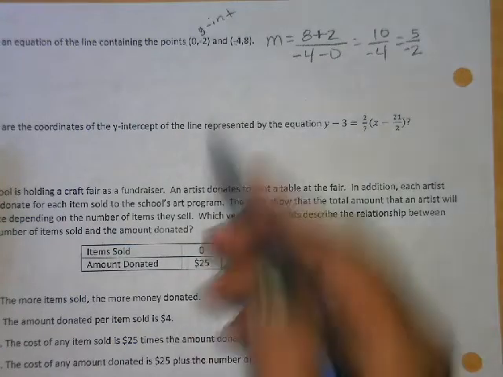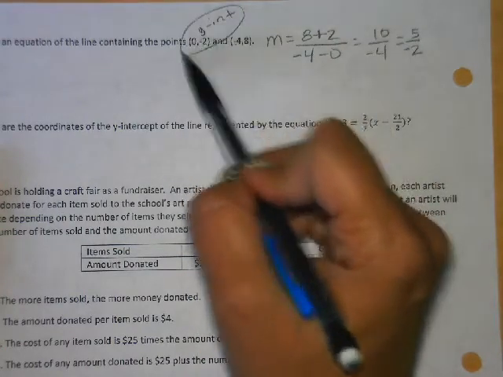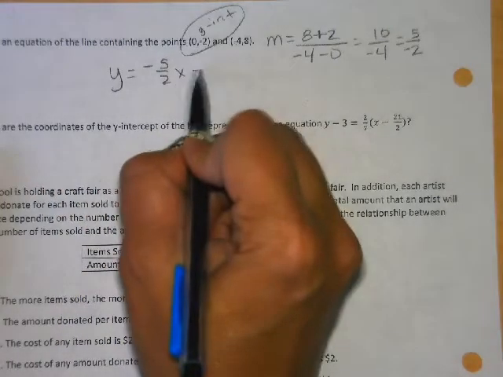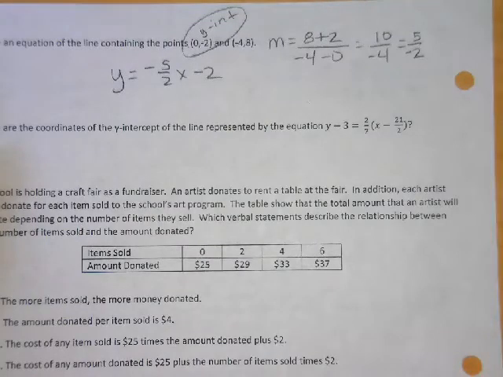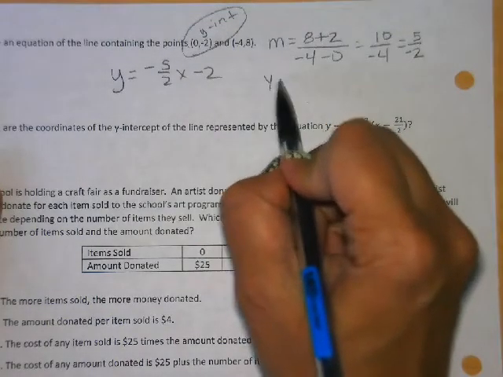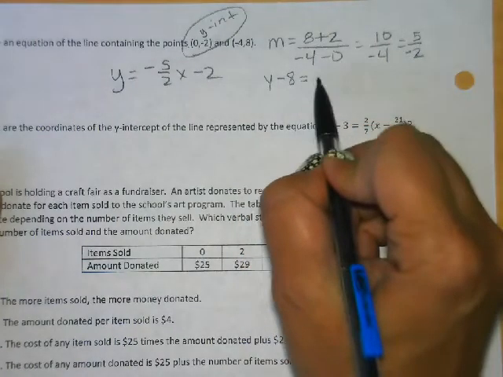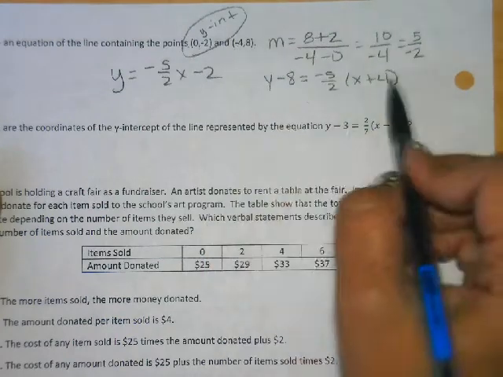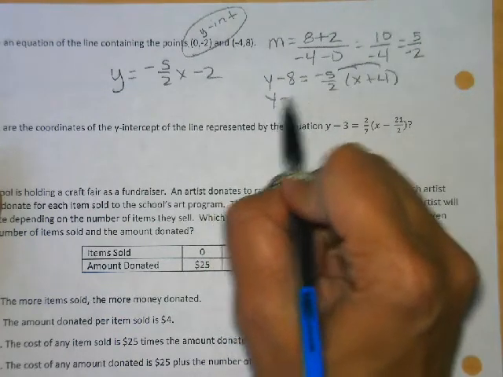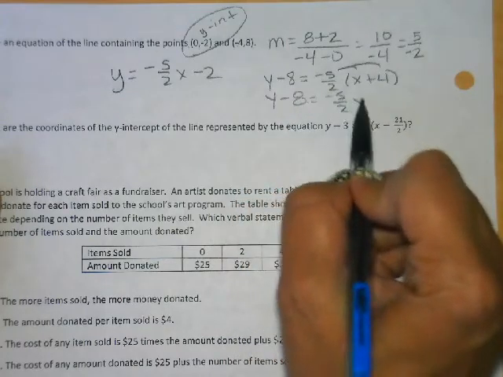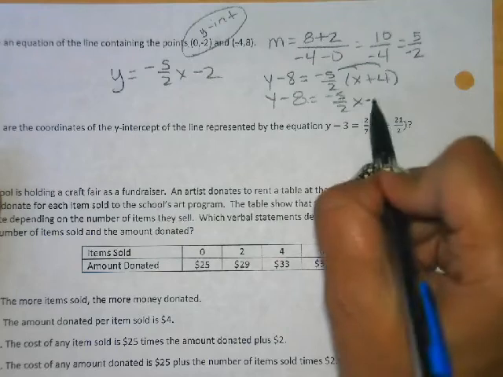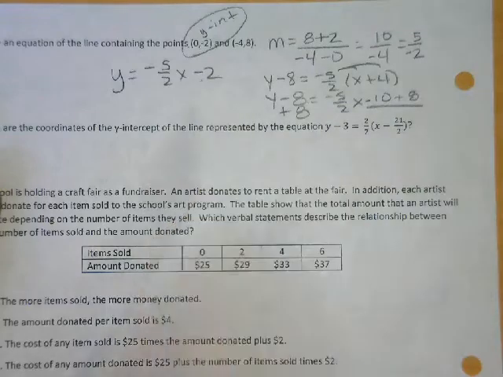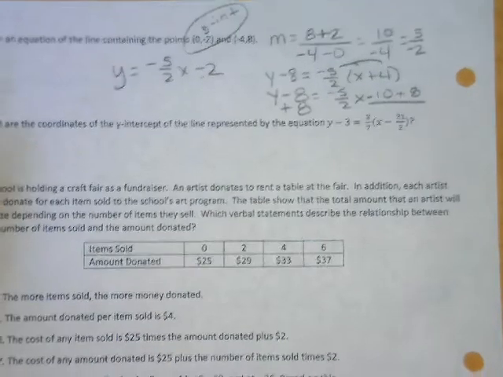So now we need to choose a point. It doesn't matter. This is a y-intercept. So I could write y equals -5 over 2x minus 2, and I'm good to go because I was given a y-intercept. If you wanted to do point slope, y minus 8 is equal to -5 over 2 times x plus 4, because it was a negative, and go ahead and do those steps. -5 over 2x, this becomes -10, and add 8. -10 and 8 is in fact -2. You could do that as well.